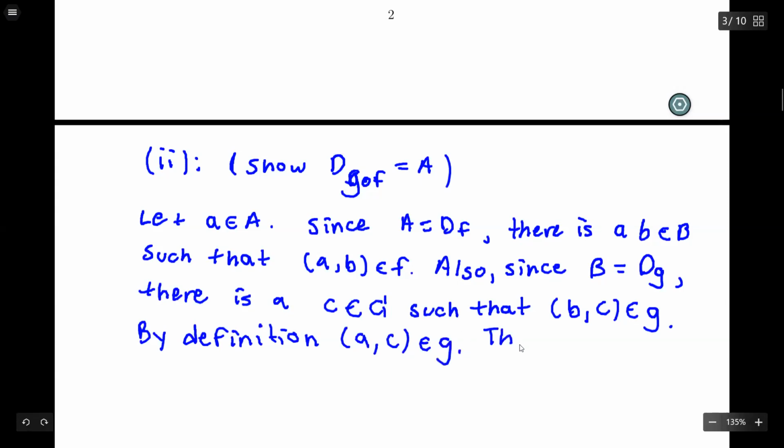So thus the domain of G compose F is A. Since a is an element in the domain of G compose F, I should write G compose F there, we have to assume that the domain of G compose F is A. Okay, so that shows the second consequence.